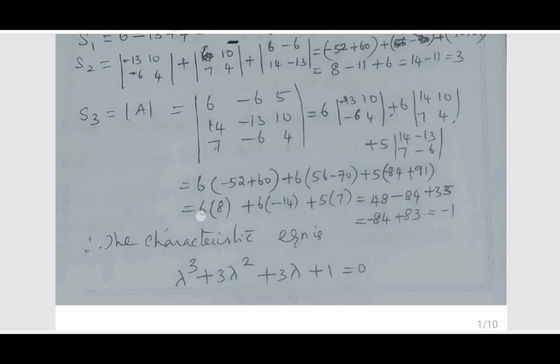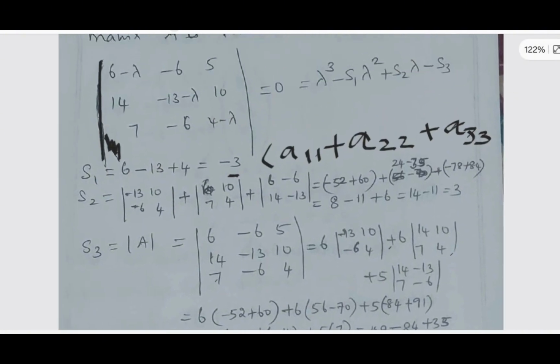By multiplying, 6 into 8 is 48, 6 into minus 14 is minus 84, and 5 into 7 is 35. By adding these, we got minus 1. So our characteristic equation is therefore minus S1 times lambda square. So what is S1? Minus 3.